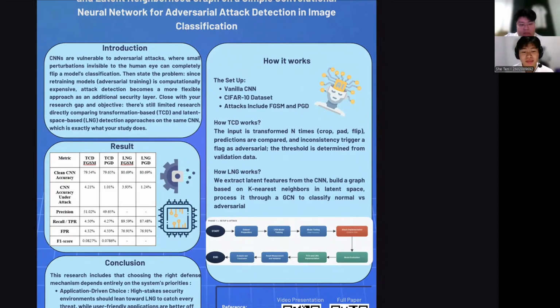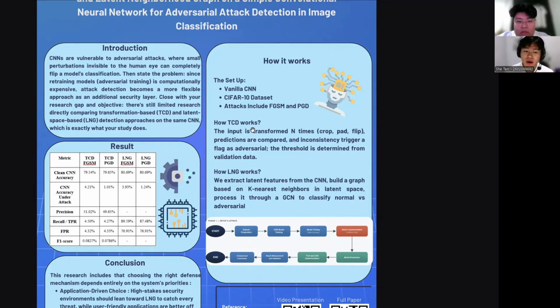Second is PGD, projected gradient descent. This one is more like a full combo. It does multiple iterations of FGSM-like steps, each time staying within a defined perturbation budget. It's slower but significantly more powerful because it has more opportunities to find the optimal adversarial perturbation. PGD is widely considered one of the strongest first-order attacks available.